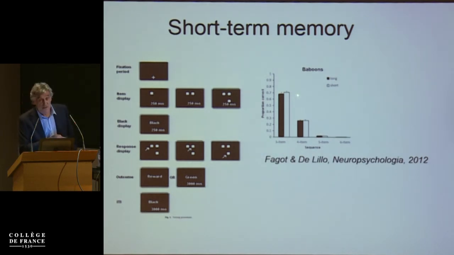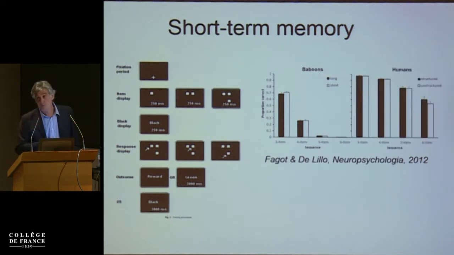When we use three items in this kind of trial, the animal is quite good, 70% correct. When we use four items, it is well above chance, because chance is really low in this experiment, but it is only 25% correct. When we use five items, now it is at chance level. How does it compare to humans? Well, this is the results for humans. So humans are much better here.